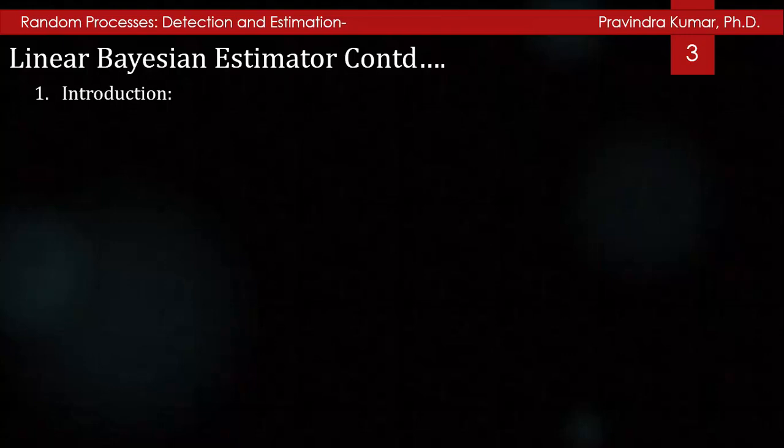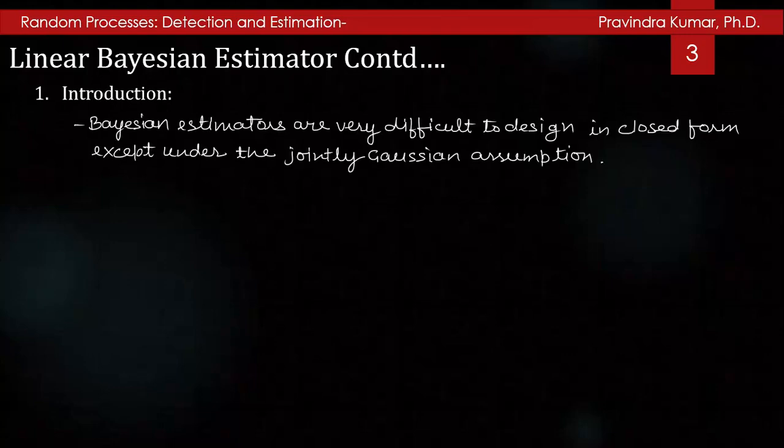The Bayesian estimators discussed previously are difficult to implement in practice, as they involve multidimensional integration for the minimum mean square estimator and multidimensional maximization for the MAP estimator. In general, these estimators are very difficult to derive in closed form except under the jointly Gaussian assumption. Whenever the Gaussian assumption is not valid, an alternative approach is required.